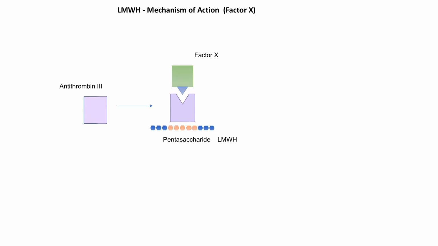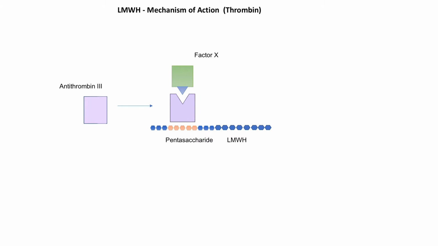All polysaccharide chains in low molecular weight heparin that can bind antithrombin can inactivate factor 10. However, not all polysaccharide chains in low molecular weight heparin are of sufficient length, and they cannot bind and inactivate thrombin. So these chains will only inactivate factor 10. However, some polysaccharide chains are of sufficient length and these chains can bind and inactivate thrombin as well. So these chains will have both anti-factor 10 and antithrombin effects.